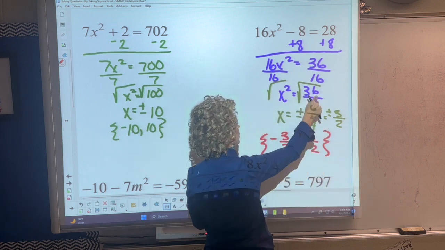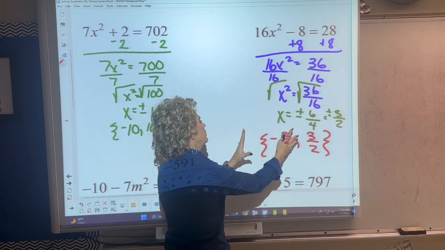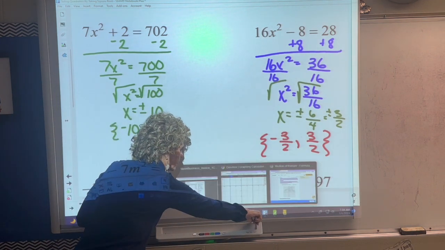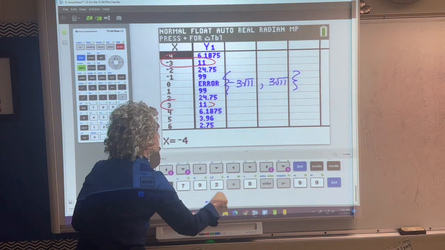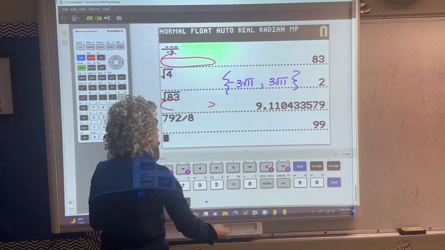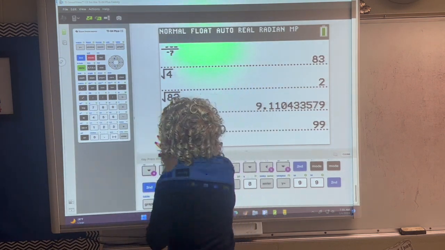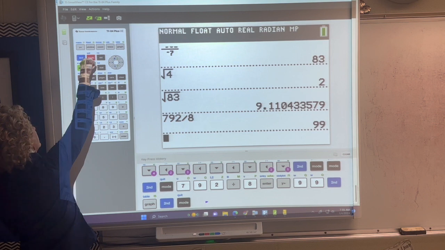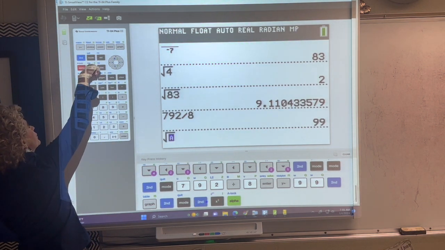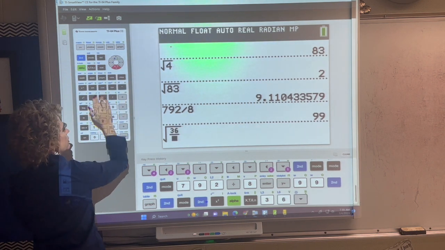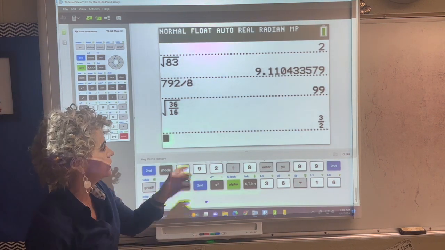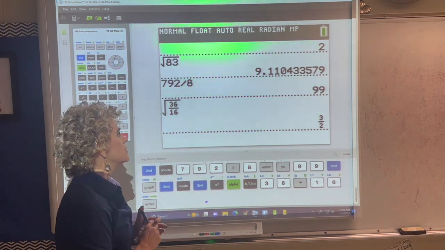We're going to put that in our calculator. We're going to do 36 over 16 square root, and we're going to put our answer in solution set form. Okay, let's go back here, and we want the square root, second, square root of 36 over 16. I told you it would spit out a positive 3 halves because it's only going to give us our principal square root. So that is it for today.